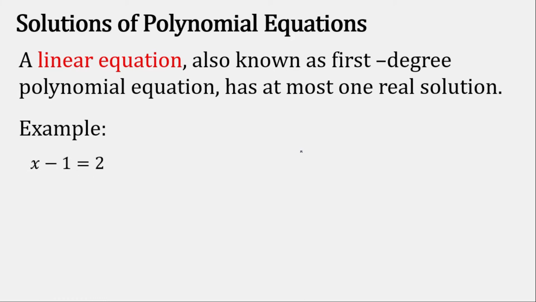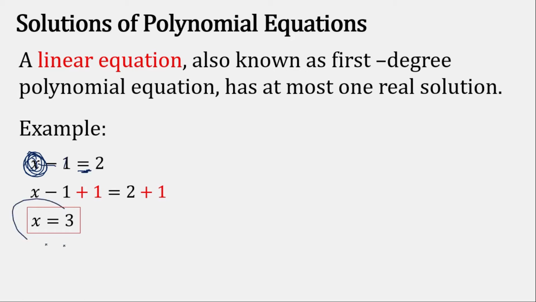For this equation, we can solve for the value of x by adding 1 on both sides. And we can say that the value of x is 3. So this is the only value of x that satisfies this equation. We cannot get any other value of x that would equal positive 2 if we subtract 1 from it. The only value is 3. Now it is a real solution because it is a real number.